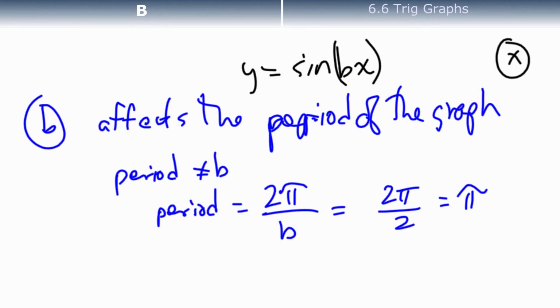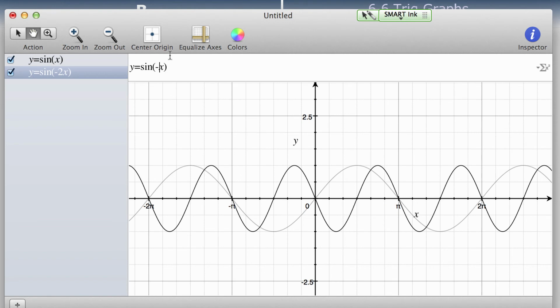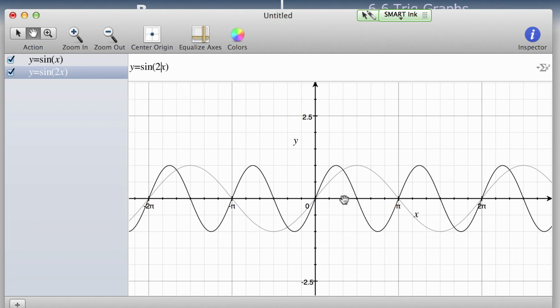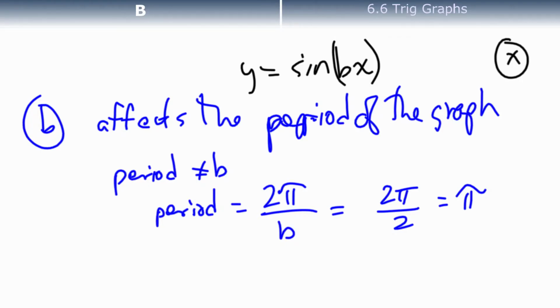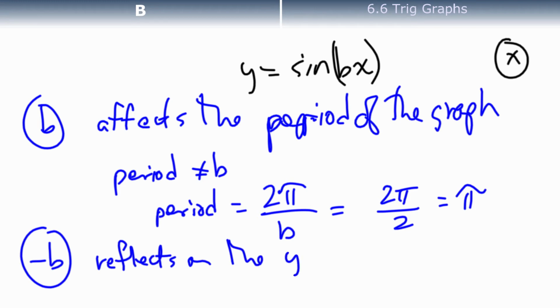Let's just go back and confirm that. So if I put a 2 here, the graph goes up and down and up, so 1 period in pi. Okay, the other thing that b did was that if it's negative, we should say a negative b, reflects on the y-axis.